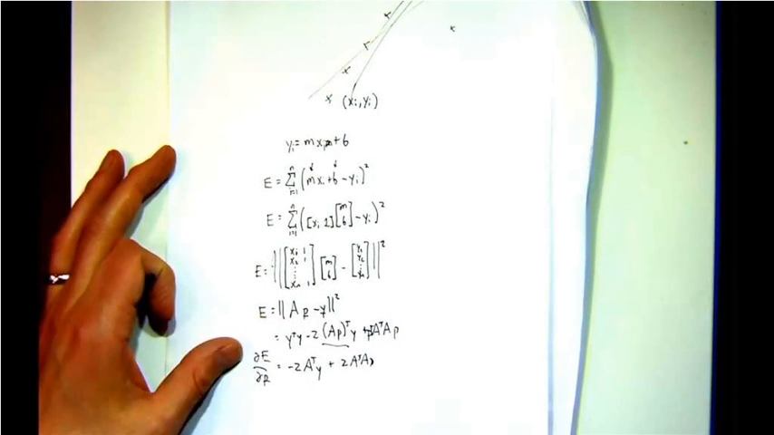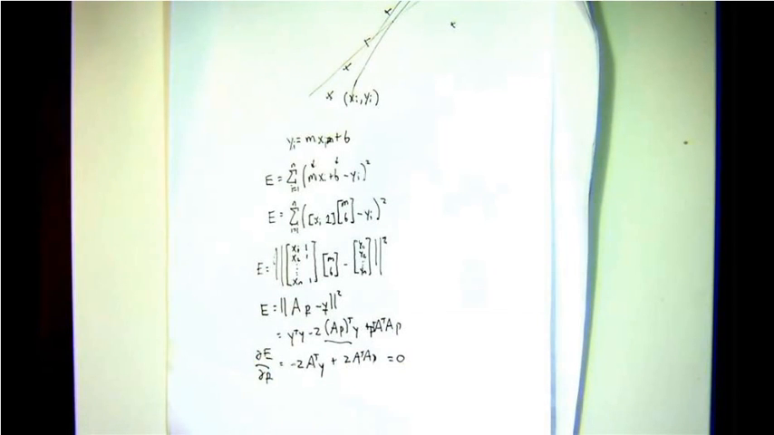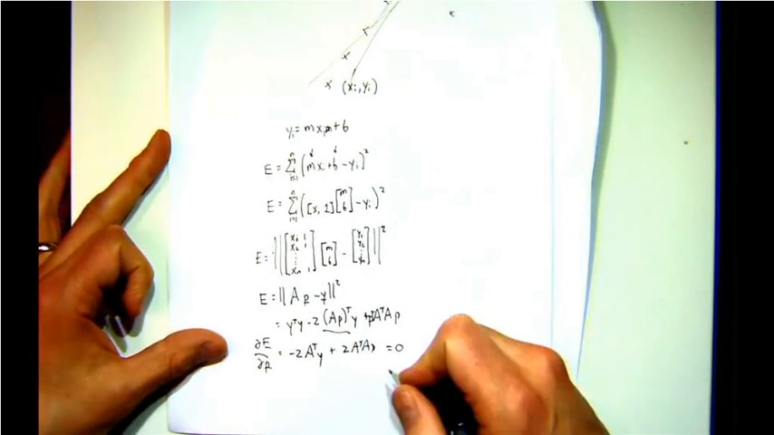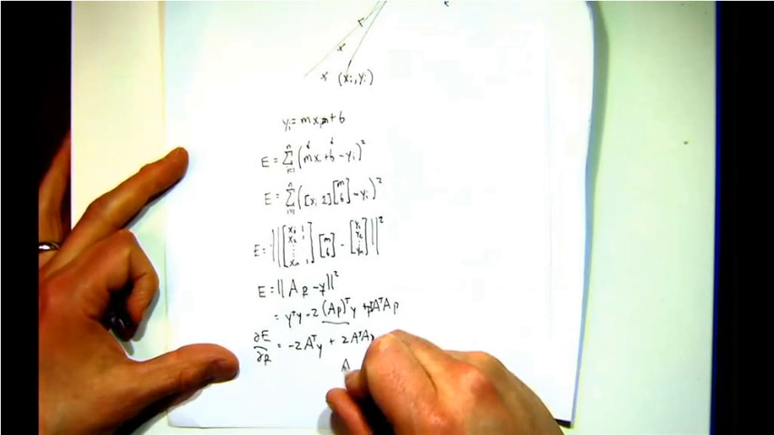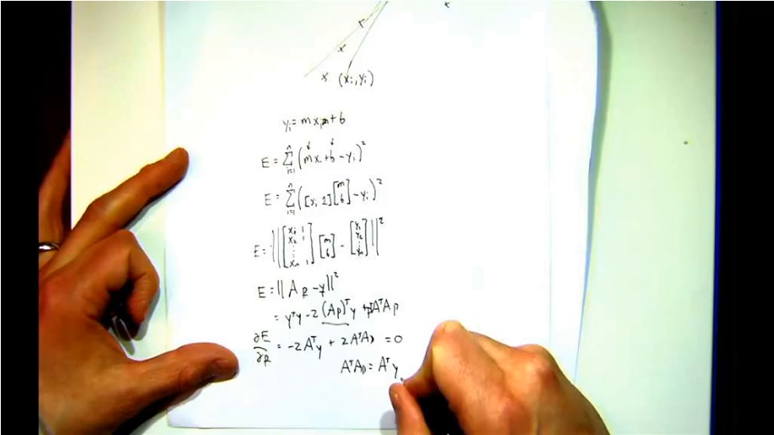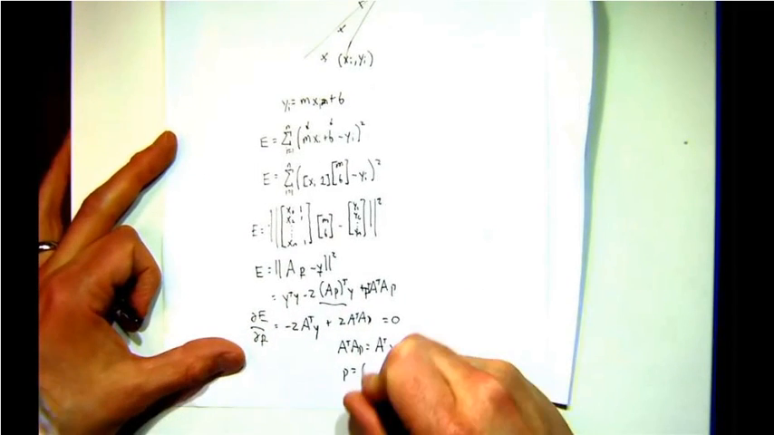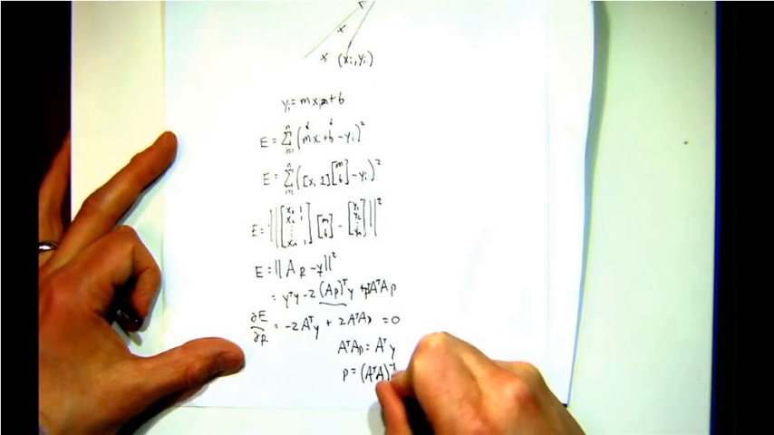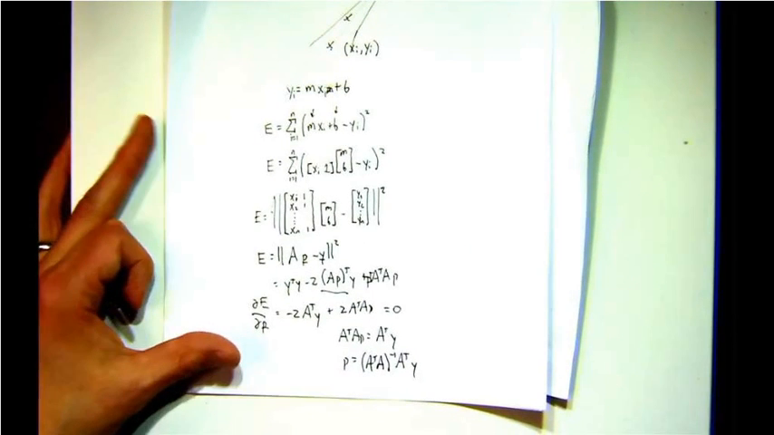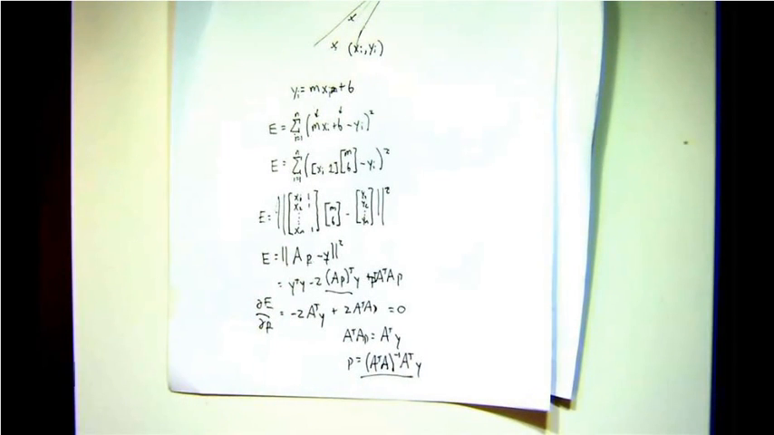And so then I set this equal to 0 because I'll reach the minimum when my derivative with respect to P is equal to 0. So if I move this over to the right-hand side, then I have A transpose AP equals A transpose Y. And so I get P equals A transpose A inverse A transpose Y. And then this is just the pseudo-inverse of A.